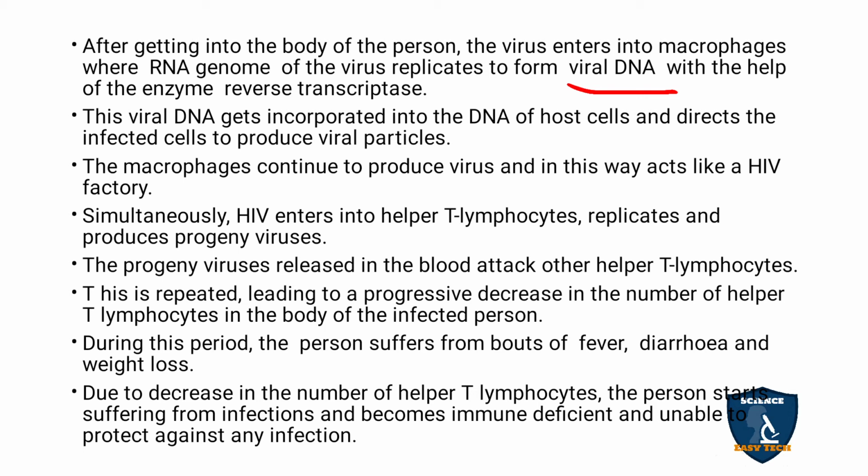So the macrophages continue to produce viruses, and in this way act like an HIV factory. The factory was created inside the macrophages. Now the HIV enters into the helper T lymphocytes. There also the virus gets replicated and produces progeny viruses. The progeny viruses released in the blood attack other helper T cells.